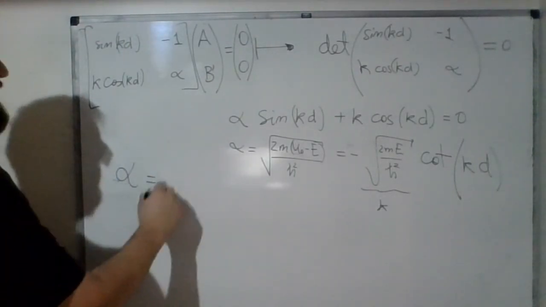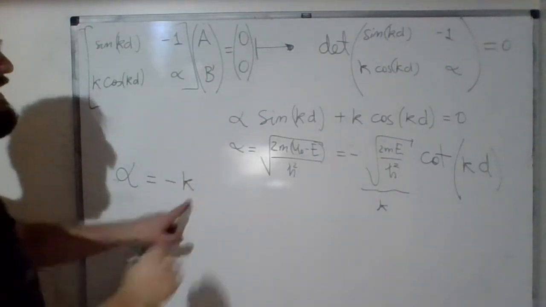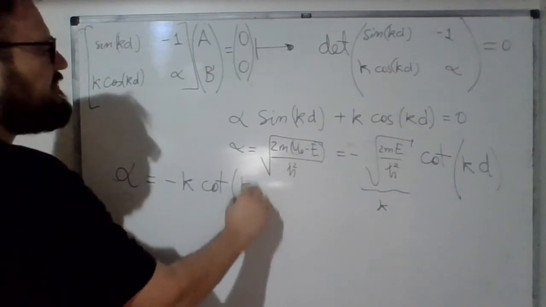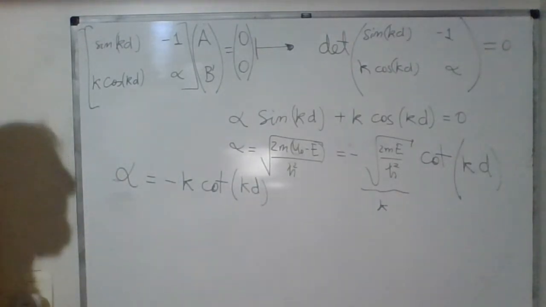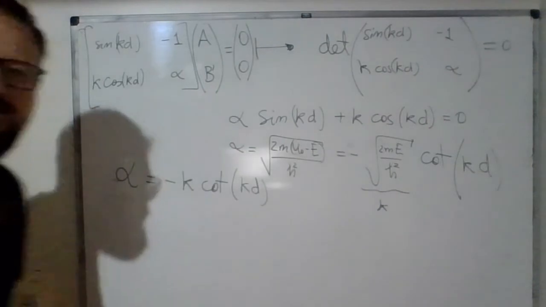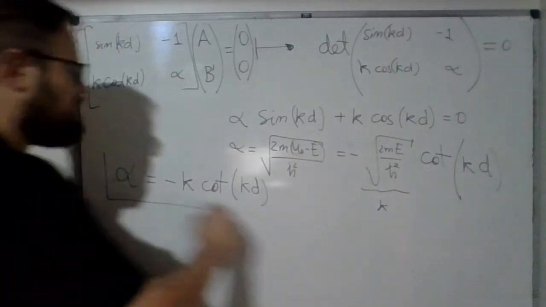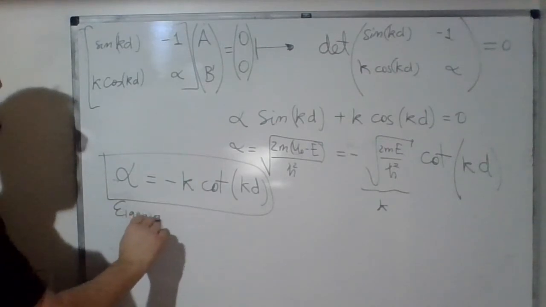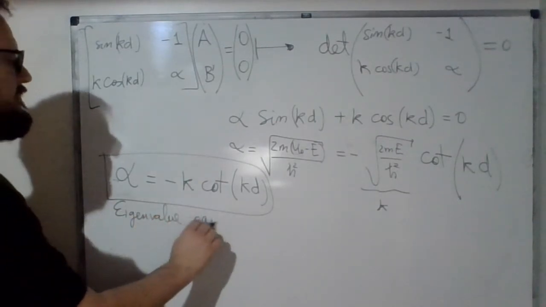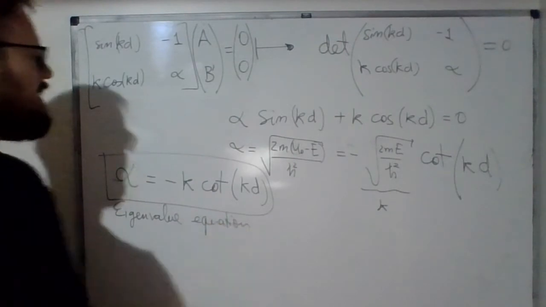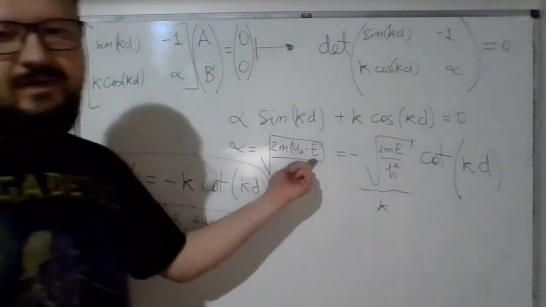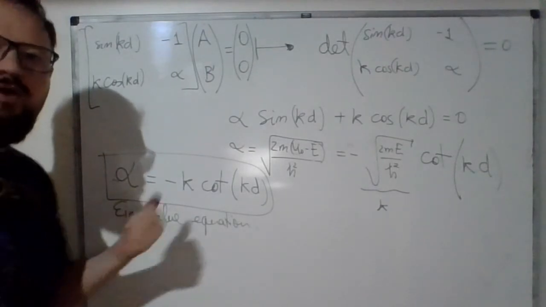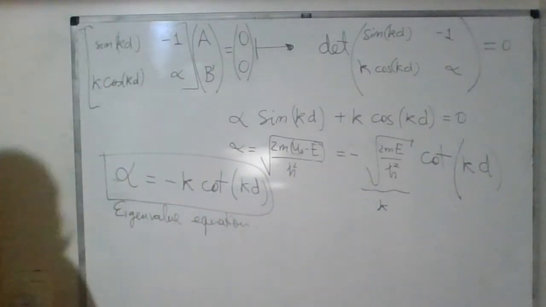Alpha is equal to minus k cotangent function of kd, where alpha is that and k is that. Right? This is your eigenvalue equation. Only the energies which satisfy this equation will be a solution. All right?